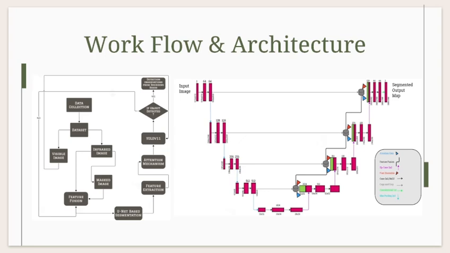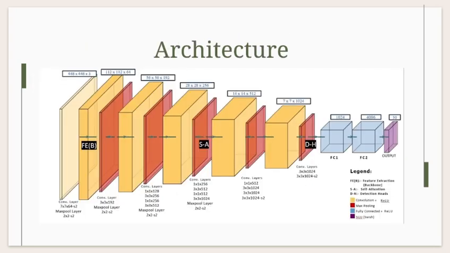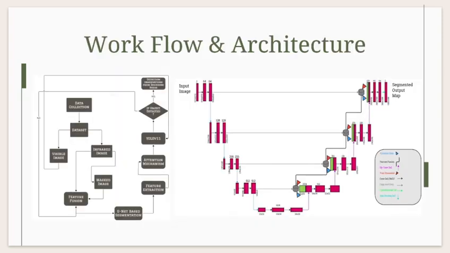YOLO has three layers. Feature extraction is the backbone, self attention mechanism is in the neck, and detection heads detect objects in the given frame. And then, if the objects are detected using bounding boxes, they are clearly highlighted and represented.